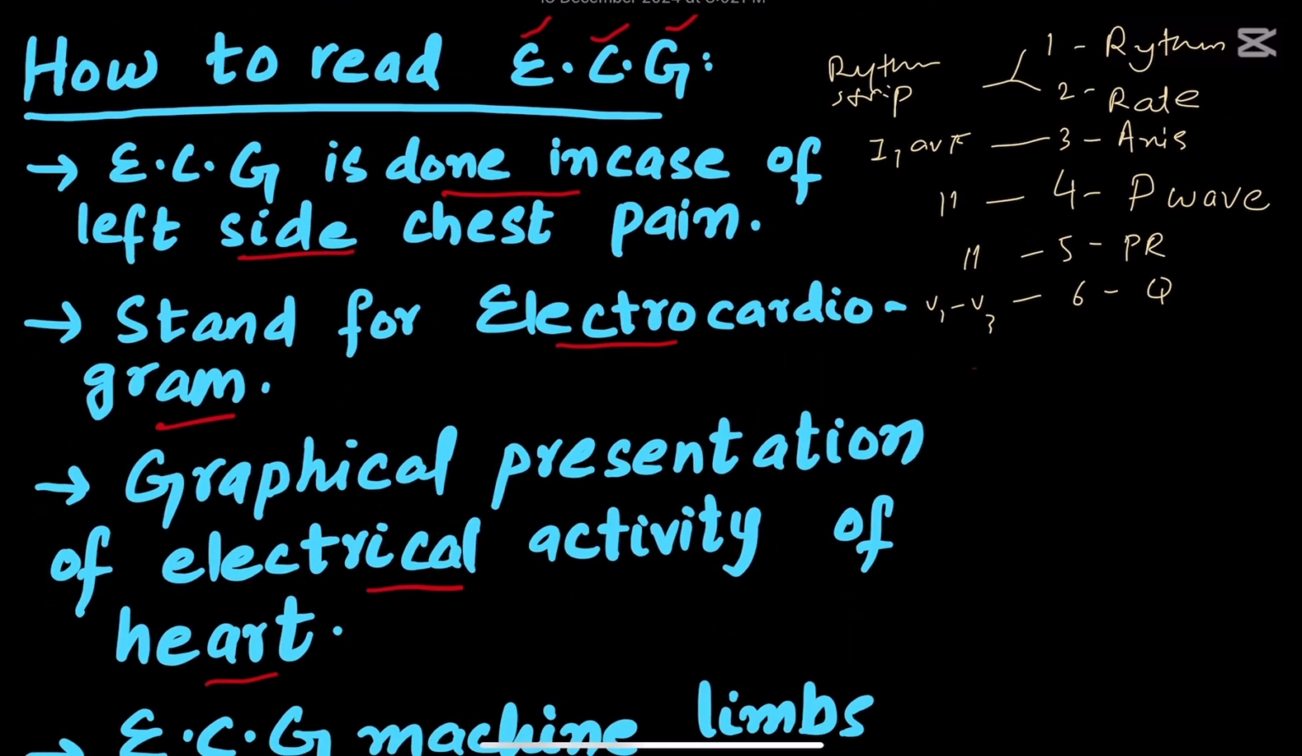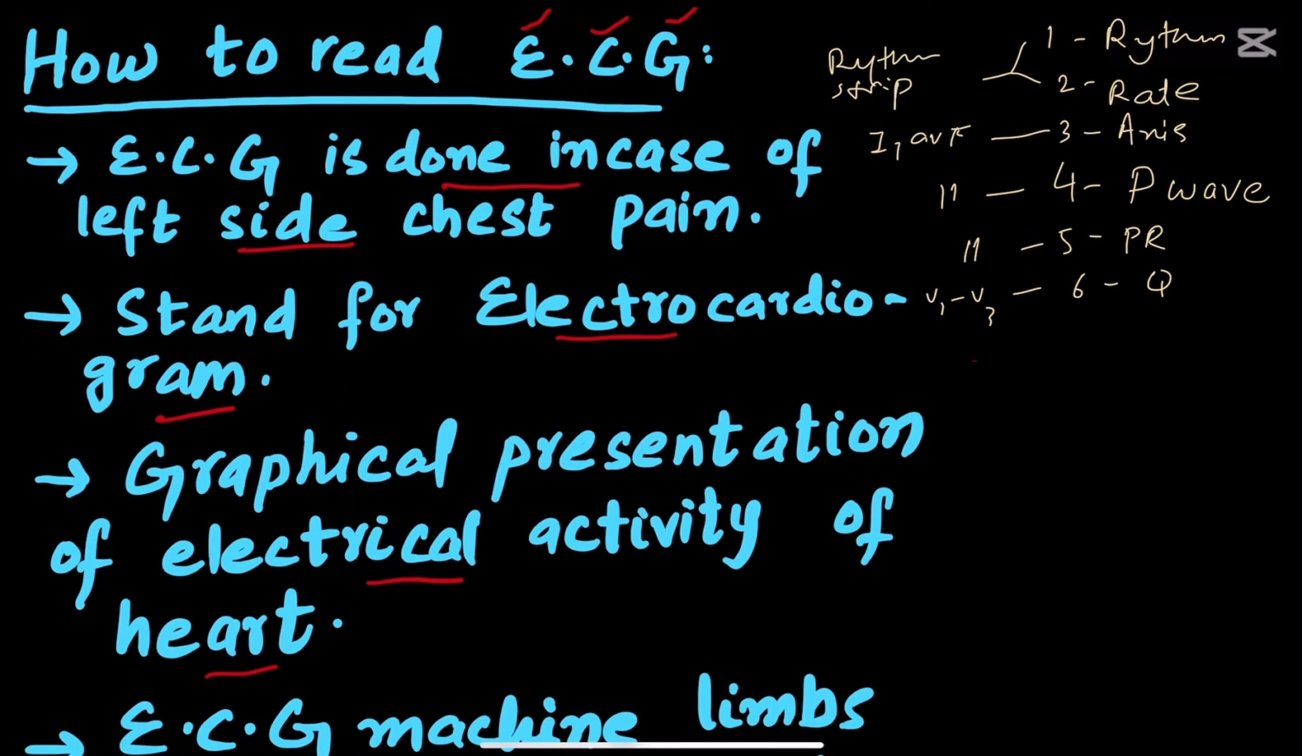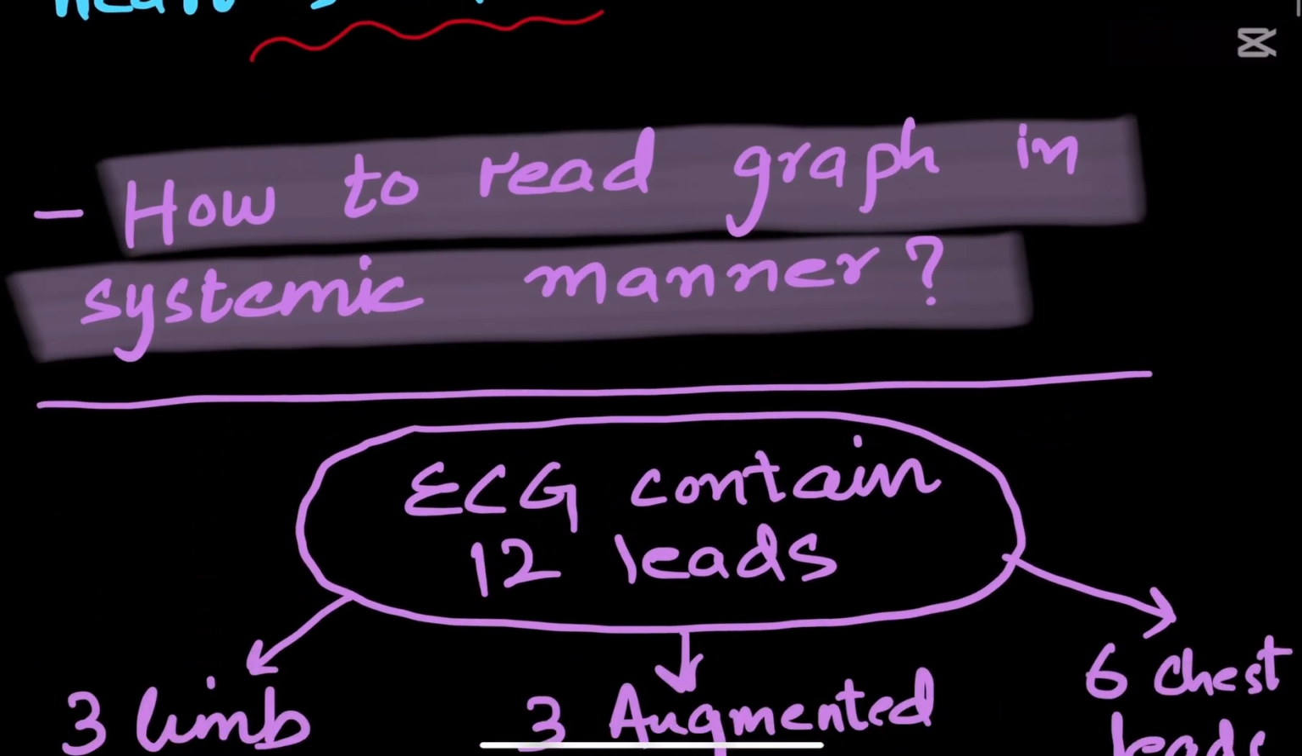Okay, so the things that we will discuss about the ECG are how to calculate the rhythm of the heart, the rate of the heart, the axis of the heart, and what are P waves, PR waves and Q waves. We will discuss these things one by one. Okay, so first of all, how to read the graph in a systematic manner.